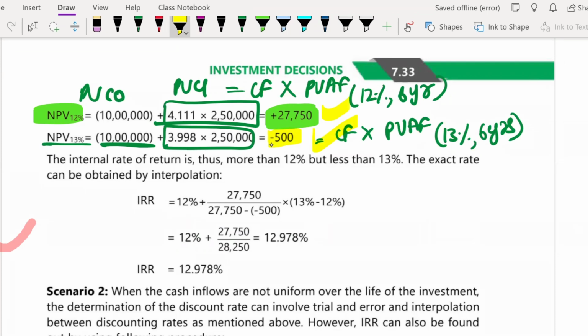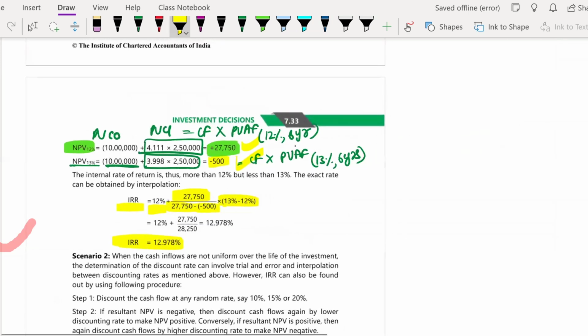So what is the formula that you use here? IRR at 12% plus lower rate NPV divided by lower rate NPV minus higher rate NPV into rate difference. If you do that, you get an IRR of 12.978%. Okay, in the sum, do you have any doubt? Leave the PVF. How did you get this answer of 12.978? Do you have any doubt?